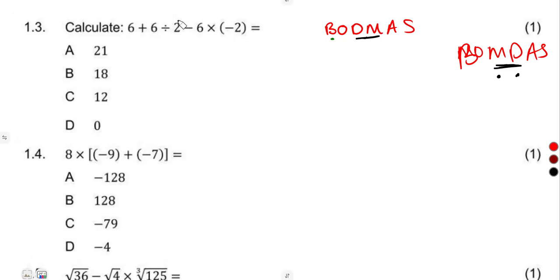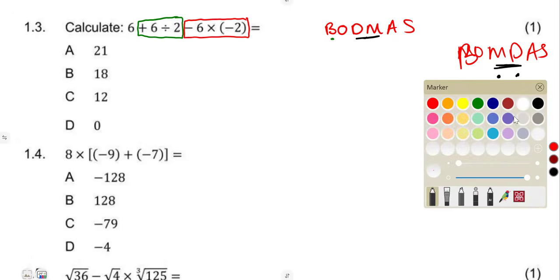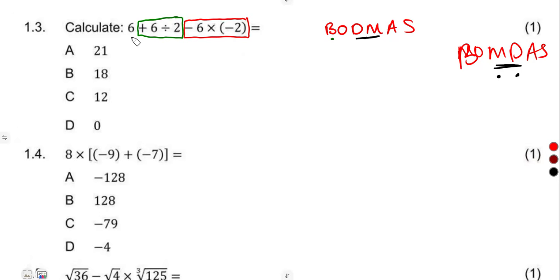So this is what I'm trying to say. Division and multiplication, let us apply these two at the same time. There is a division here and a multiplication here, so we are going to apply these at the same time. We are going to have 6 plus 6 divided by 2. 6 over 2, that's a 3. So it's going to be plus 3. Take note of the sign, plus 6 over a plus.